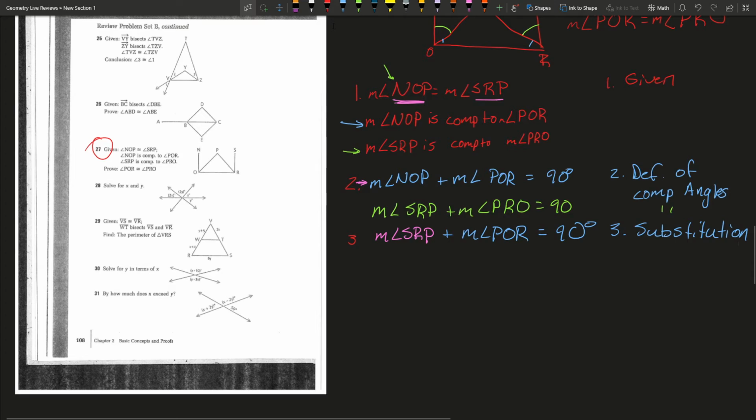Now, we can actually use one of the last theorems we went over in class to say that angle POR is congruent to PRO, because if 2 angles are complementary to the same angle, then those 2 angles are congruent. So this theorem was called Congruent Complements.